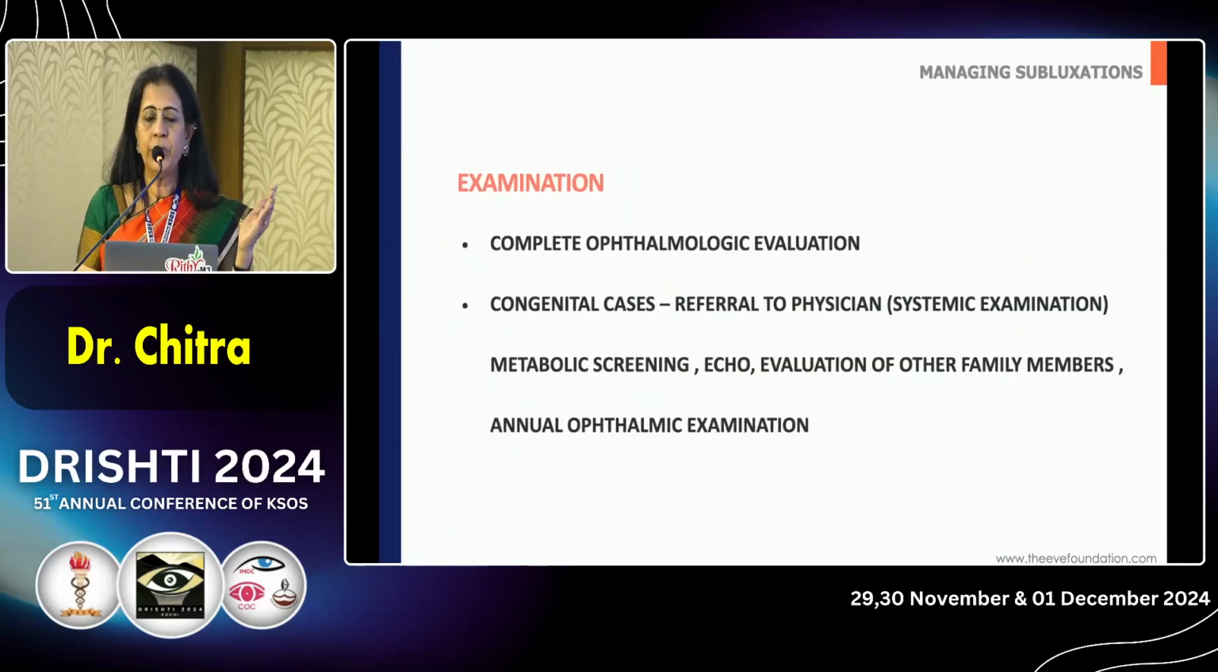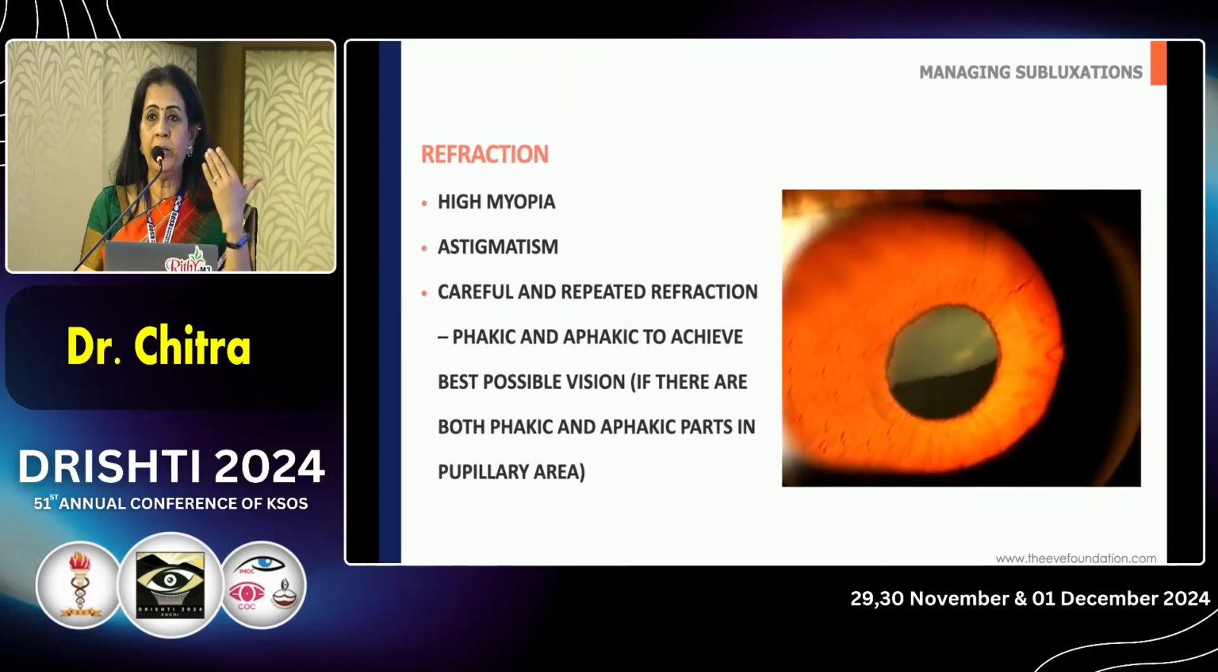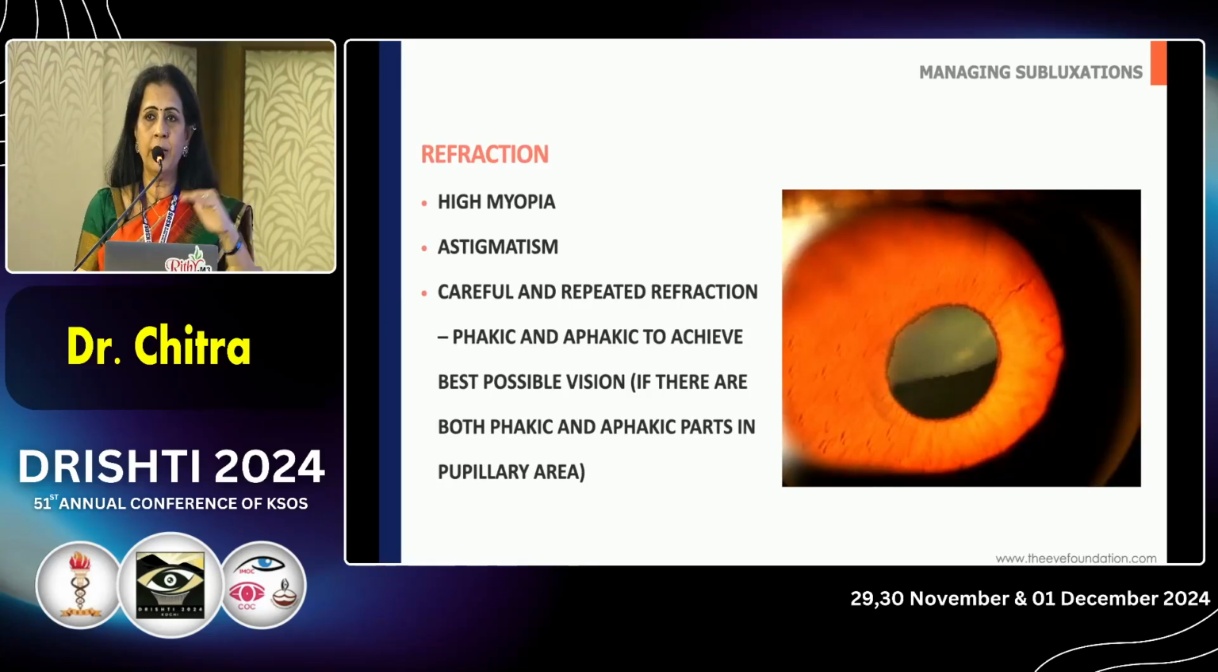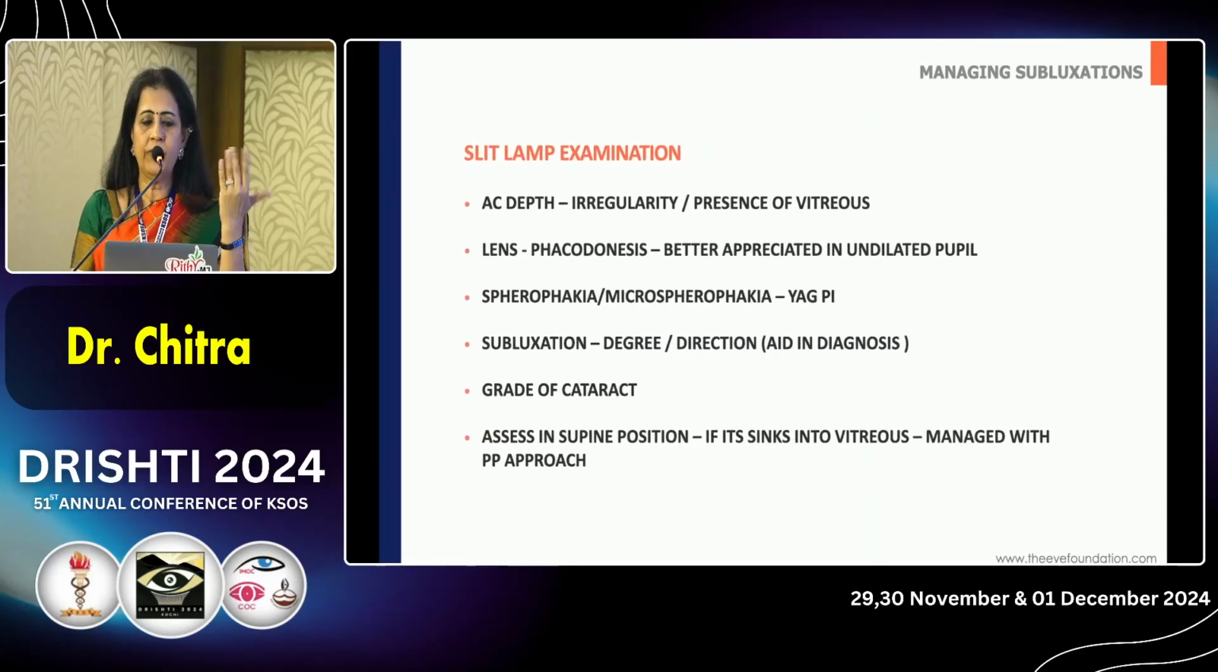So we need to do a complete ophthalmic examination, and in a small child, we need to do a cardiac evaluation, metabolic screening, and a regular annual ophthalmic examination. When you do refraction, you need to check which part, the myopic part or the aphakic part, the patient is able to see better with, and give them glasses.